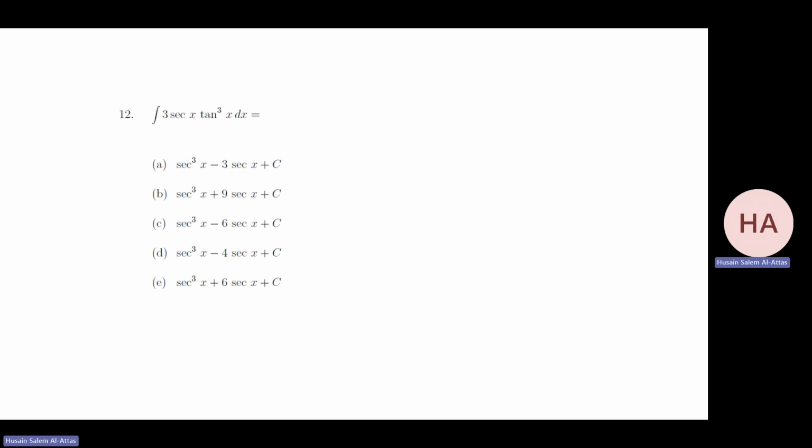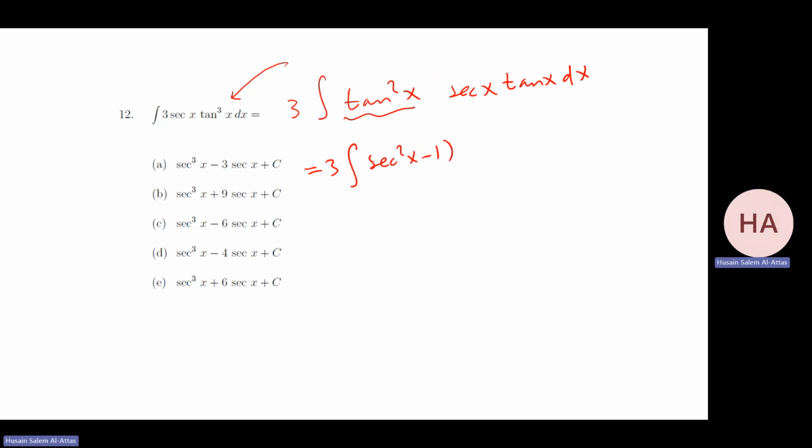Now, secant tan. I have tan is odd, that's it. So I take tan squared out. I have secant tan x dx. I change this into secant squared minus 1, times secant tan.